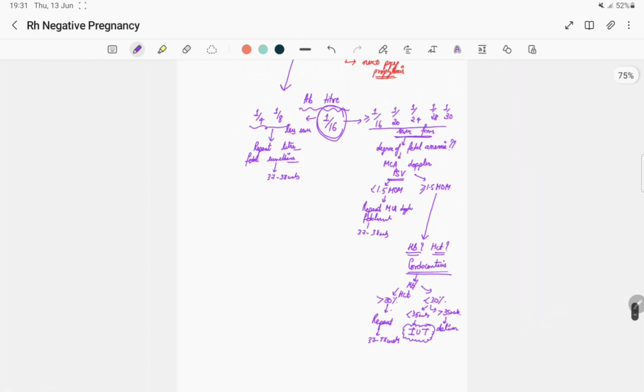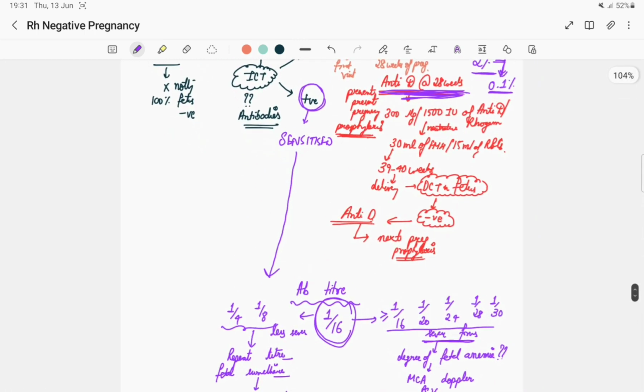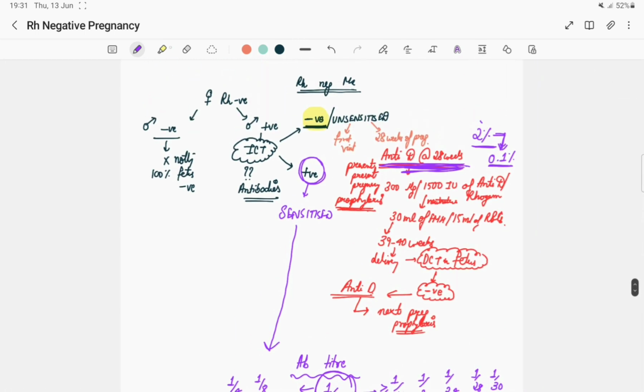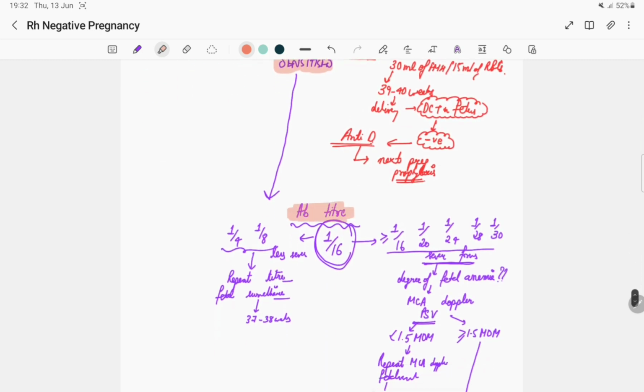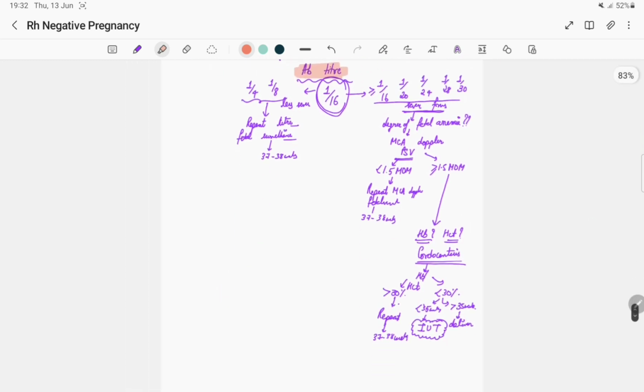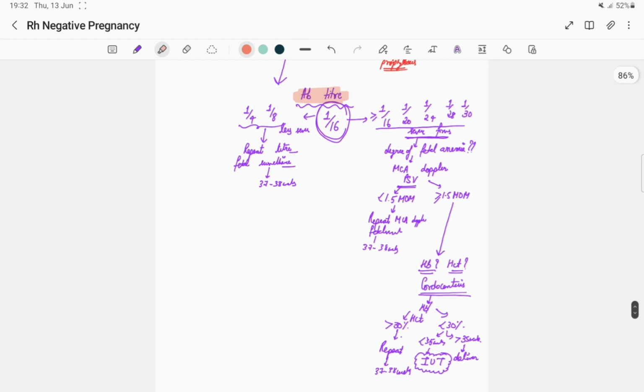So recapitulating, if the mother is Rh negative, right? If the mother is Rh negative with ICT being positive, which means she is a sensitized individual, she has those antibodies, I will go and check for the antibody titer, whether it is less than 1/16 or more than or equal to 1/16. If it is less than 1/16, I can keep repeating the titer, go for fetal surveillance, carry on the pregnancy. If it is more than 1:16, then in that case I have to check for the degree of fetal anemia by doing an MCA Doppler.